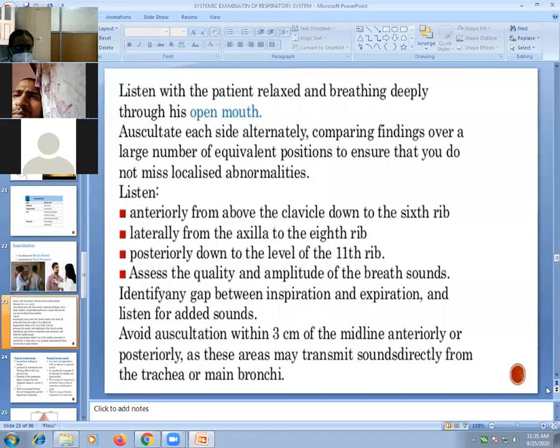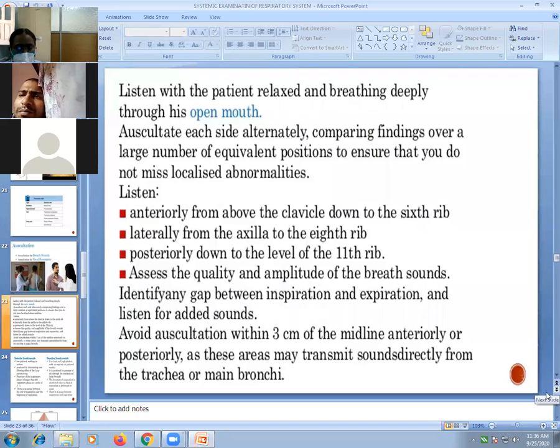Assess the quality and amplitude of the breath sound. Then identify any gap between inspiration and expiration of the patient. Then listen for any other abnormal sounds, added sounds, adventitious sounds. Then avoid auscultation within 3 cm of the midline anteriorly or posteriorly, as these areas may transmit sound directly from the trachea or main bronchus. So stay 3 cm away from the midline when you auscultate.